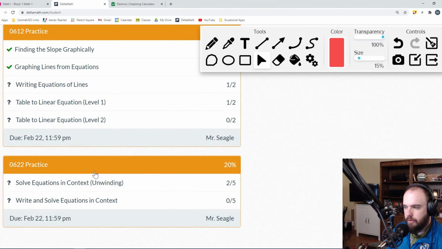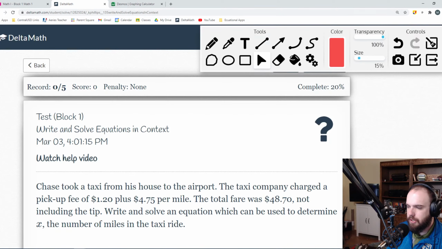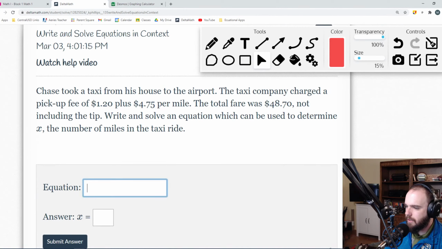The last thing we're going to do before I end the stream is we're going to write and solve equations in context. So Chase took a taxi from his house to the airport. The taxi company charged a pickup fee. Oh, same type of problem as before. But now it's going to ask us to write the equation and then solve for x. So it's the same type of problem. It's just now it's asking for us to write it in context.